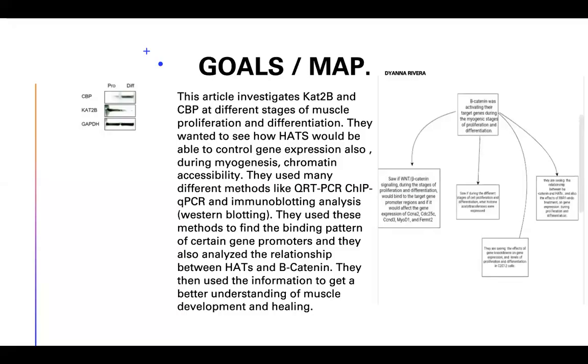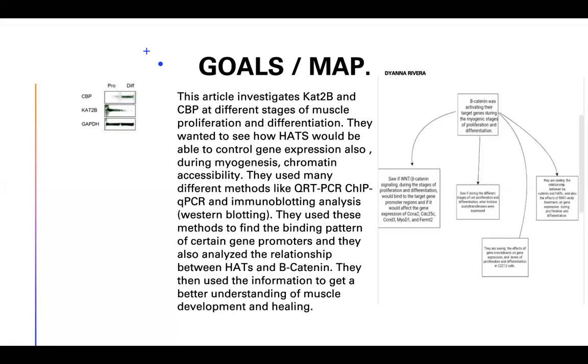The scientists' collective goal in the study was to investigate CAT2B and CBP at different stages of muscle proliferation and differentiation. They wanted to see how HATs would be able to control gene expression during myogenesis and their chromatin accessibility. To do this, they used many different methods like qRT-PCR, ChIP-qPCR, and immunoblotting analysis, which is Western blotting. They used these methods to find the binding patterns of certain gene promoters, and they also analyzed the relationship between HATs and beta-catenin. They then used the information that they got to get a better understanding of muscle development and healing, which is what they wanted to accomplish.